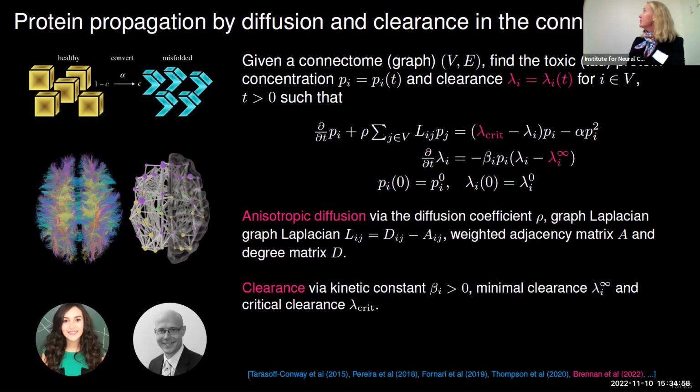So what we've done is that we introduced a new term in these models for protein propagation, namely a clearance level. So we're now interested in modeling the propagation of the toxic proteins P and the clearance level lambda, and these can interact. So the clearance will affect the toxic protein propagation, and the toxic proteins will affect the clearance level.